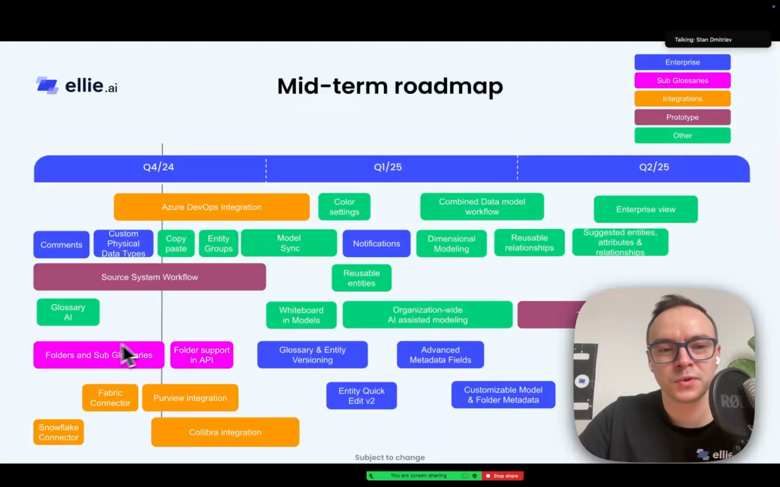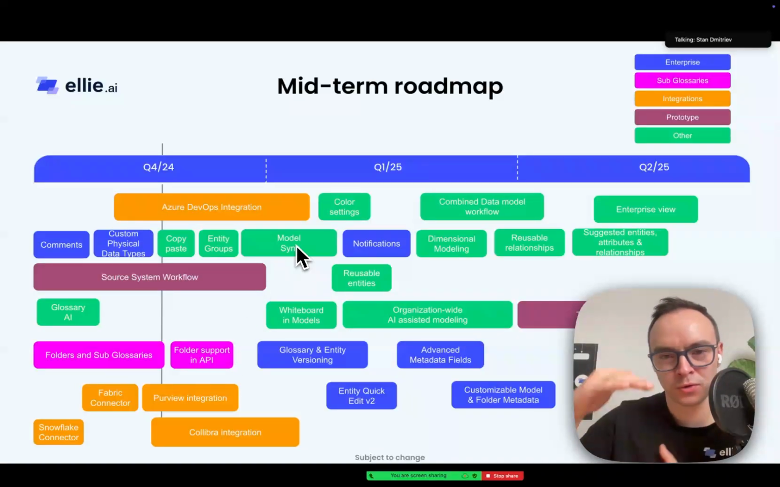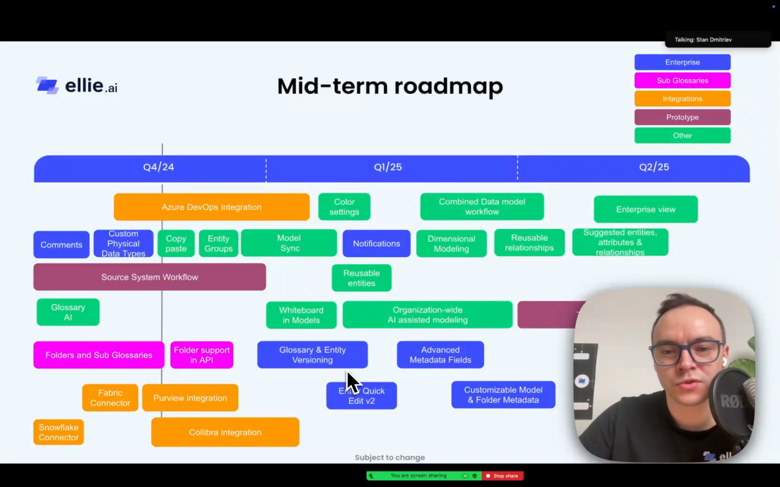As we finished our folders and subglossaries, we're adding an upgrade to our API. So you'll be able to work with many glossaries within Ellie. And then in the future, we'll be working on ways to synchronize entities and models across different layers, entity versioning, ability to work further with metadata and customize metadata, not just in the entity, but also across other artifacts within your Ellie. And there's of course much more. And if you have any questions, feel free to reach out and ask.